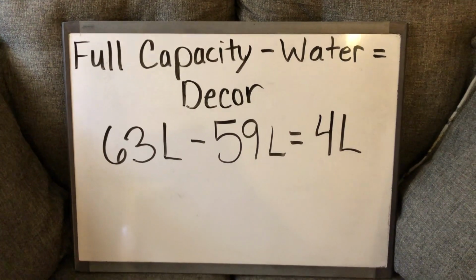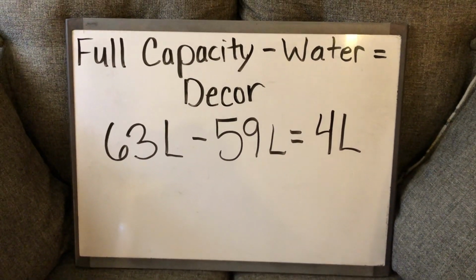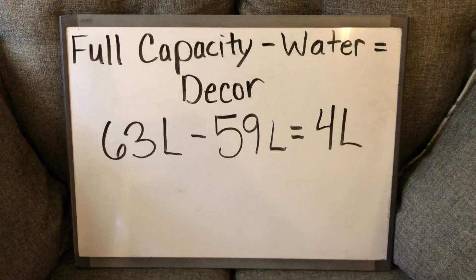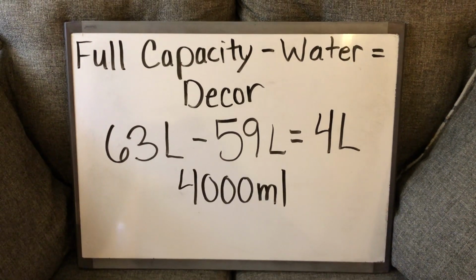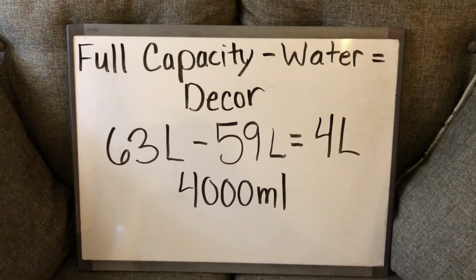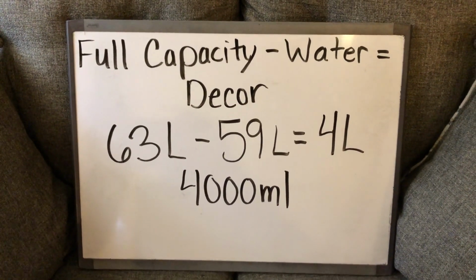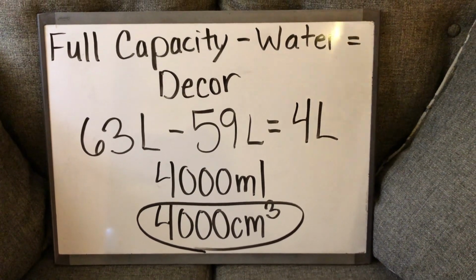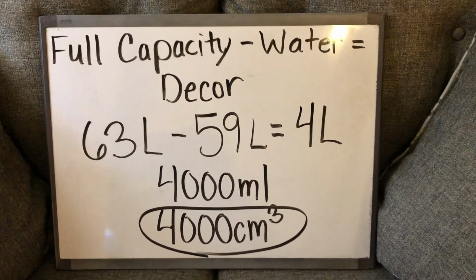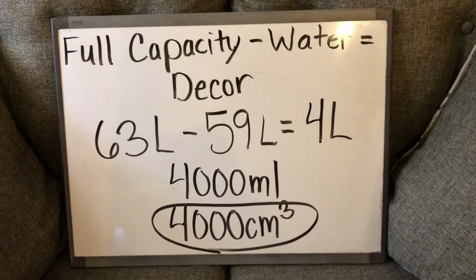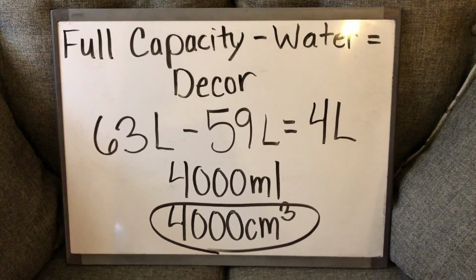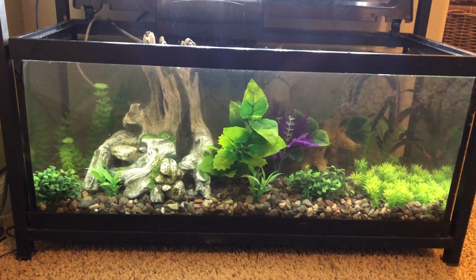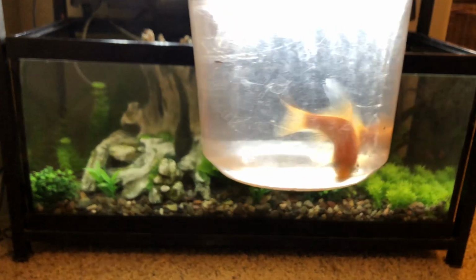Let's get this into cubic centimeters. First, we're going to convert liters back to milliliters. How many milliliters are in 4 liters? There are 4,000 milliliters in 4 liters. How many cubic centimeters is that? 4,000 milliliters is 4,000 cubic centimeters. The amount of space that the decor took up in the tank is 4,000 cubic centimeters. And there you have it. Our tank is all set up and ready for some fish.